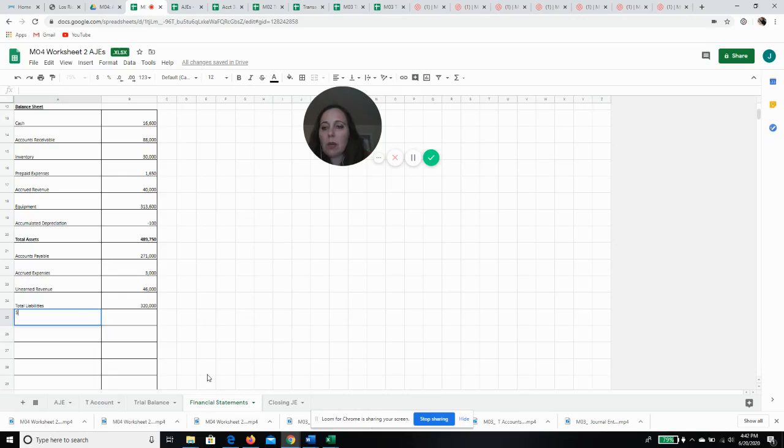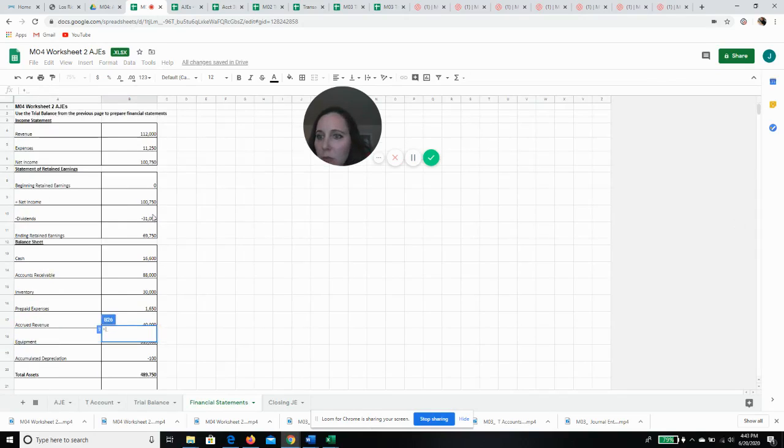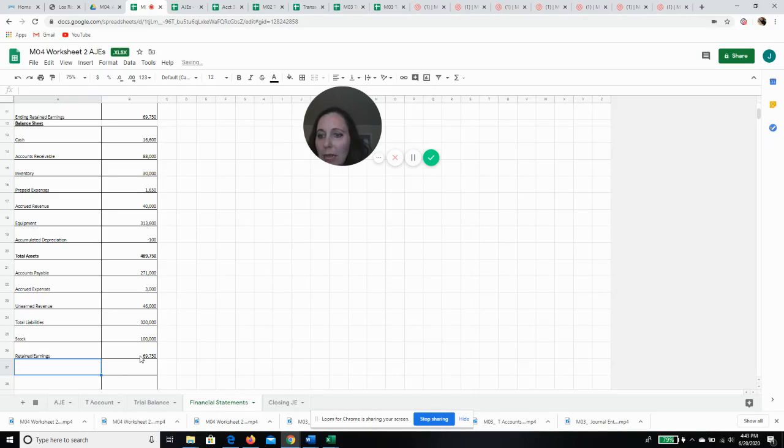Finally, we have our equity. So our equity is going to be our stock account, which was $100,000. And then remember my dividends, my revenue, and expenses. I've already pulled all those together in something called retained earnings. So then I'm just going to put retained earnings here. And I'm going to copy that number from my statement of retained earnings, which is right here. So my ending retained earnings is $69,750. So my total equity is going to be adding the two of those numbers together. And it's $169,750.